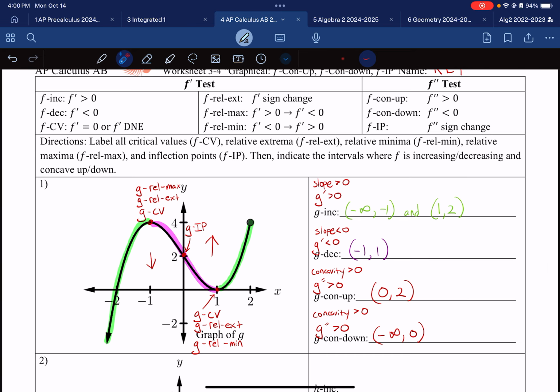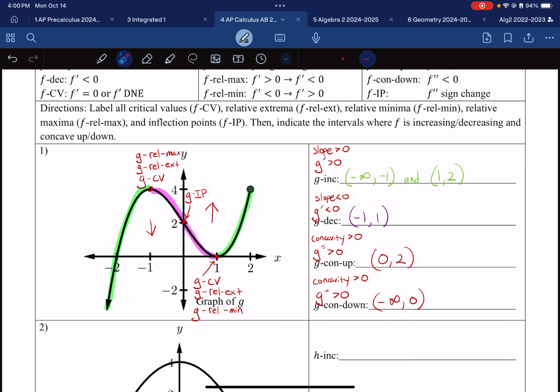All right, did I get everything? Let's go ahead and read the instructions. We got our critical value, yep. Relative extremum, yep. Minimum, maximum, yep. And our inflection point, got it there. We got all the pieces. Let's go on to number 2.